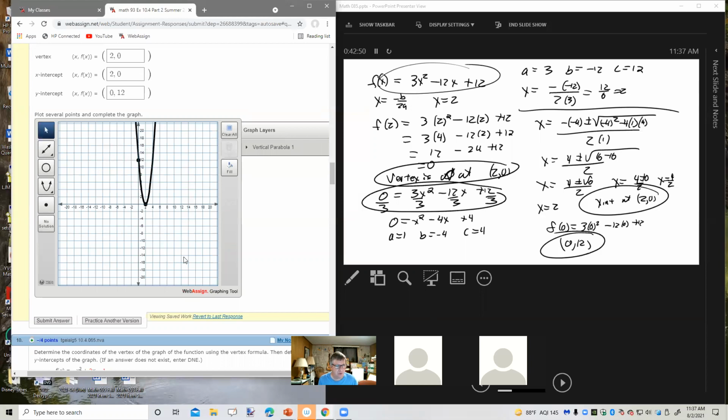So I've got the vertex, the x-intercept, the y-intercept, and I've graphed it using the vertex and one other point. I couldn't use the x-intercept as my second point because it was the same as the vertex. Why do we have just one x-intercept and it's the vertex? Well, anytime the vertex is on the x-axis, it's also going to be the only x-intercept. Any questions on this example?